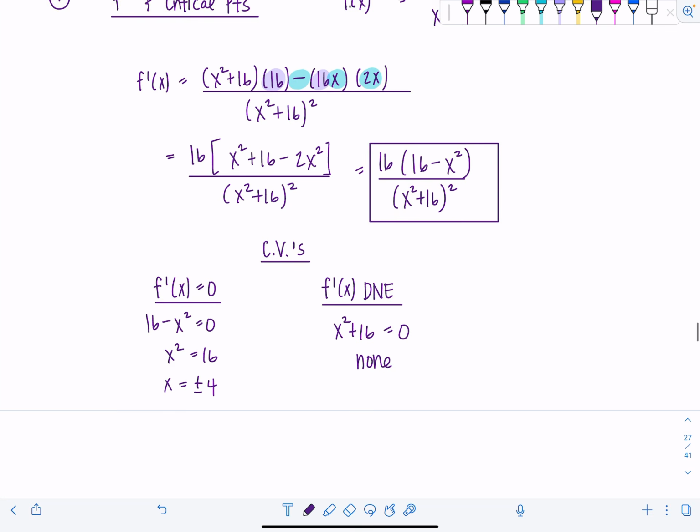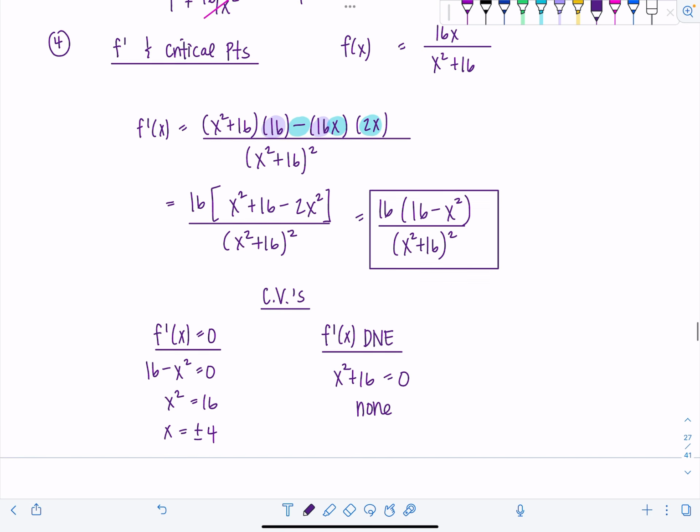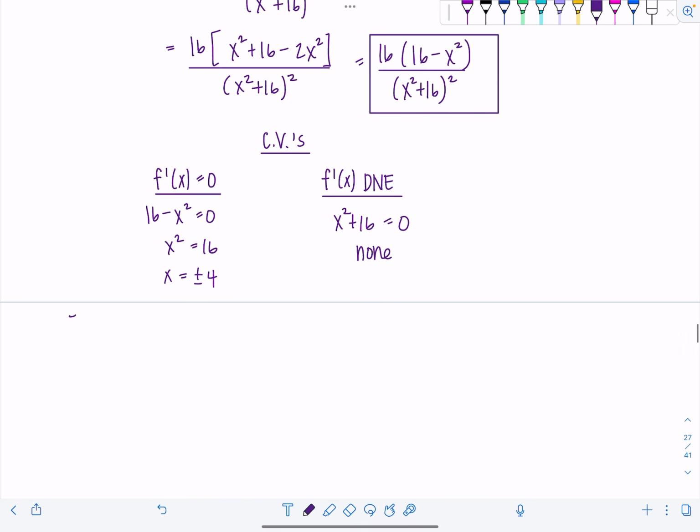Okay, good. From here, let's find our local extrema. So what was that? Step 4. Let's do step 5. Local extrema. How do we find those? Using the first derivative test, we make a number line. I like to label it. That way you know where to plug in when you're testing your intervals. So I'm going to break it up at -4 and +4 because those are the only critical values I have. And I'm plugging them into the derivative.